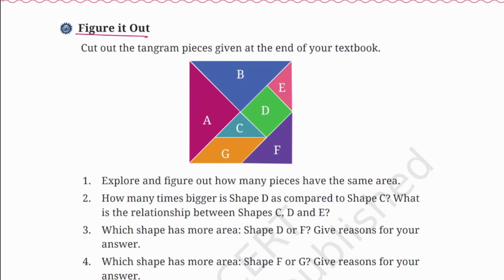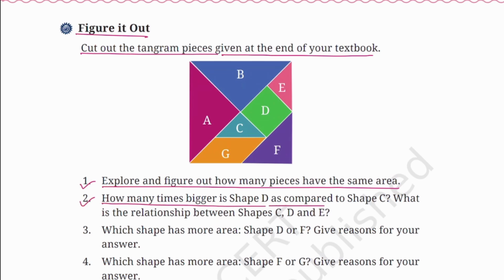Figure it out. Cut out the 10-gram pieces given at the end of your textbook. 1. Explore and figure out how many pieces have the same area. 2. How many times bigger is shape D as compared to shape C? What is the relationship between shapes C, D and E? 3. Which shape has more area, shape D or F? Give reasons for your answer.